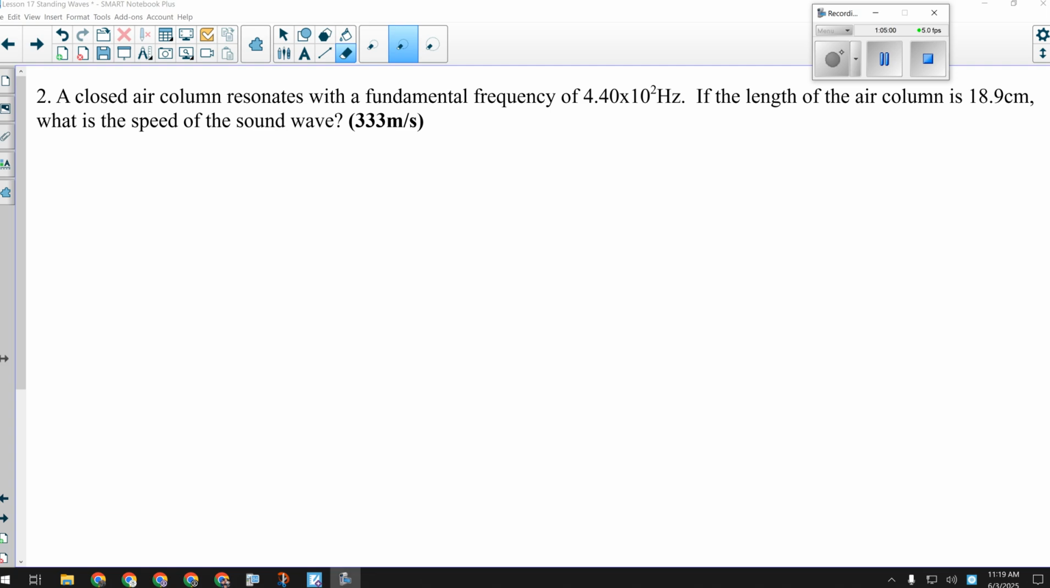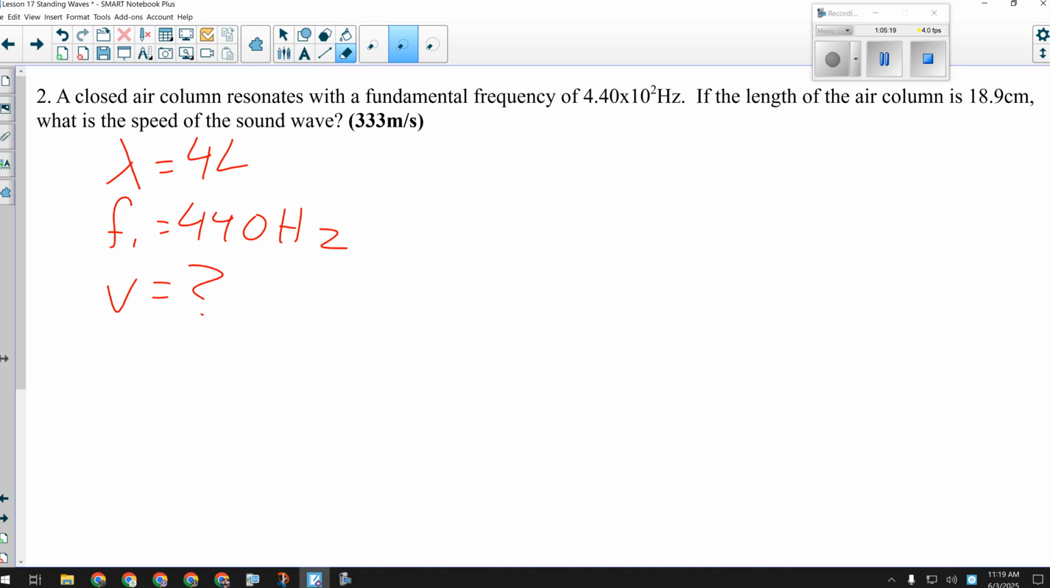For number 2 here, we have a closed air column. So right away, as soon as we see closed, lambda equals 4L. Its fundamental frequency is 440 hertz. We're looking for the speed of the sound waves. Since I know the length of the column, they told me it's 18.9 centimeters, so length is 0.189 meters. It does have to be in meters. I can calculate the wavelength, so lambda is just going to be 4 times that number.